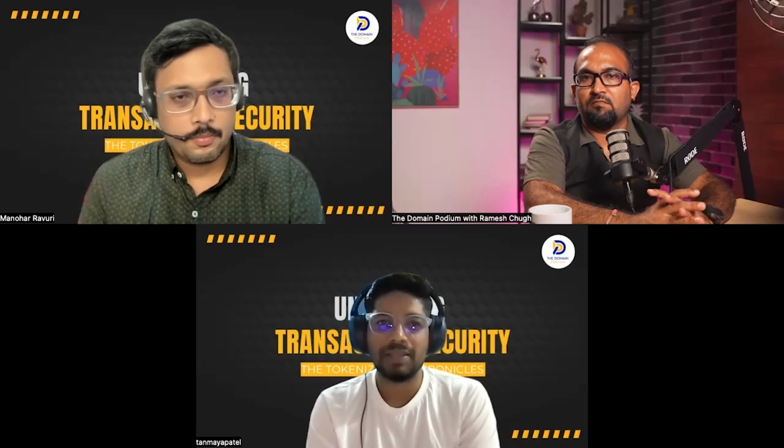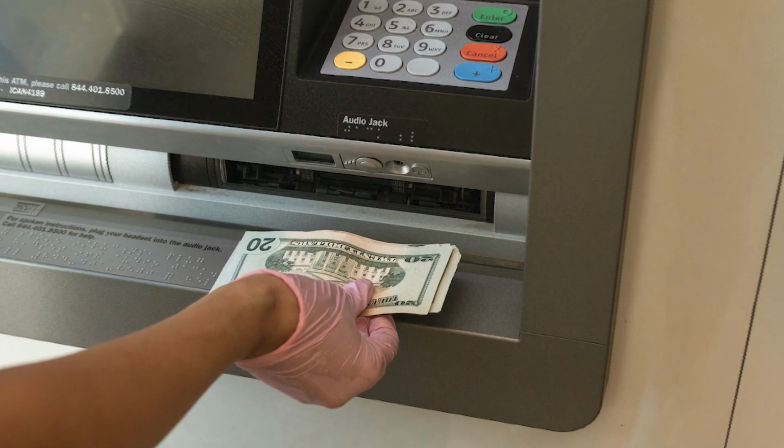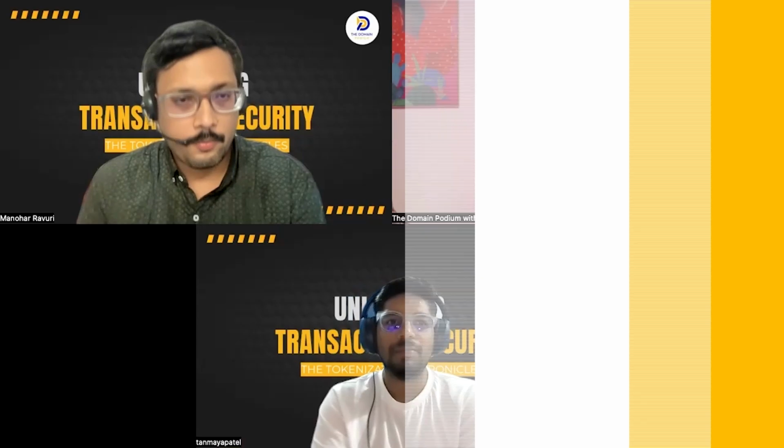There could be different futuristic use cases, like withdrawing money from the ATM, using it in digital passports, and so many other use cases can come up.